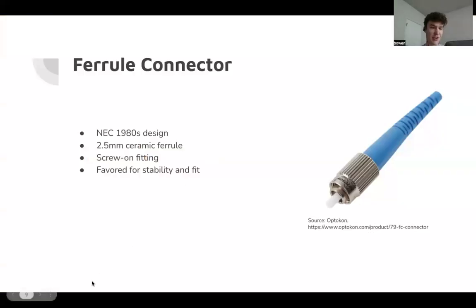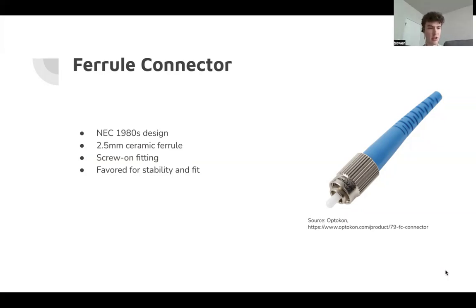Okay. So for connector types, to start at the earliest connector that we're going to talk about, it's the ferrule connector. It was developed by the Nippon Electric Company in the early 1980s. It has a 2.5 millimeter ceramic ferrule, and this connector is known for its screw-on fitting, so every time you install it, you have to screw it on, and then it's spring-loaded in there, so it has a really good fit, which is something that people favor it for. But it's a little less popular today because further iterations of this design have come out and improved on it, for the most part.